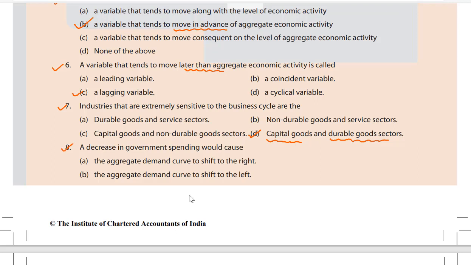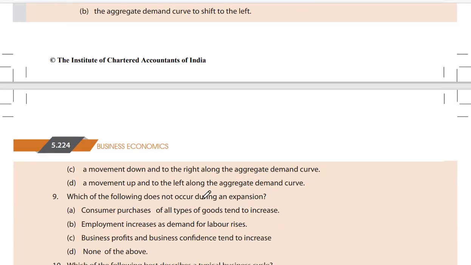Question 8. A decrease in government spending would cause A. The aggregate demand curve to shift to the right. B. The aggregate demand curve to shift to the left. C. A movement down and to the right along the aggregate demand curve. Or D. A movement up and to the left along the aggregate demand curve.